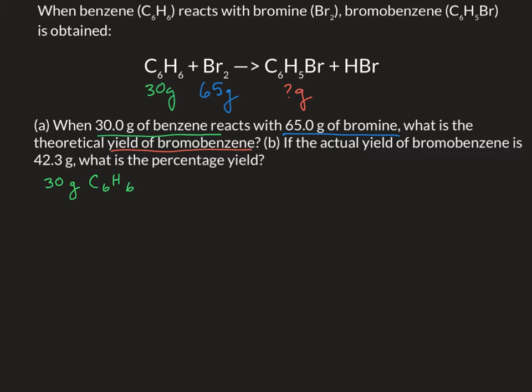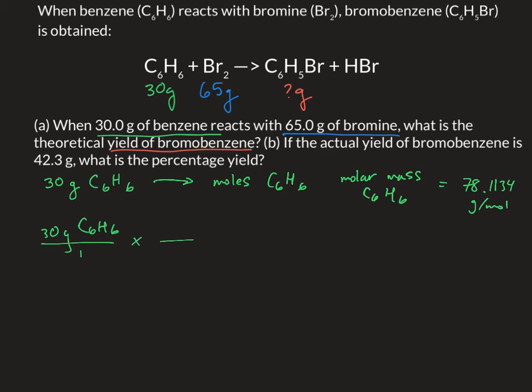Now, we need to go from grams of benzene to moles of benzene. In order to do that calculation, we need the molar mass of benzene, and I have that right here. Our molar mass of benzene is 78.1134 grams per mole. So 30 grams, we have 78.1134 grams per 1 mole of benzene.